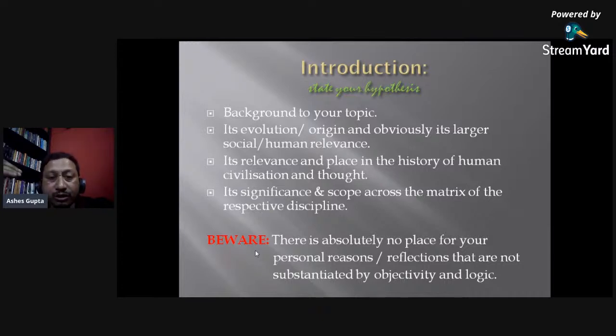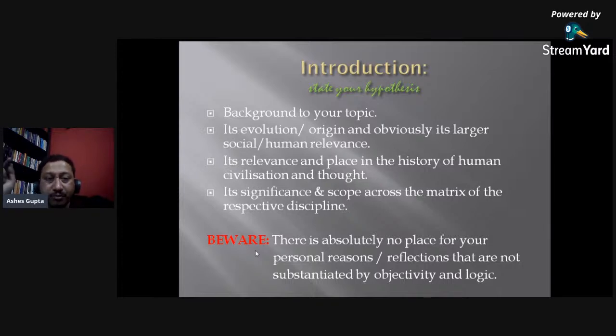So, the larger social and human relevance of your topic, its relevance and place in the history of human civilization and thought. Every research that is being conducted is nothing but a part of a greater tradition of knowledge, hermeneutics, corpus of understanding, of which this is an integral part. So, your introduction should also speak about how your topic is relevant to and is placed in the history of human civilization and thought. In the progression of human civilization and thought, how you place your research topic.